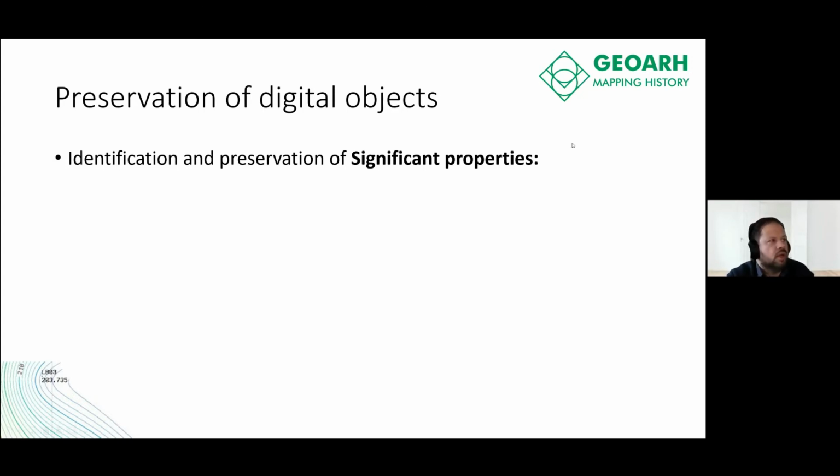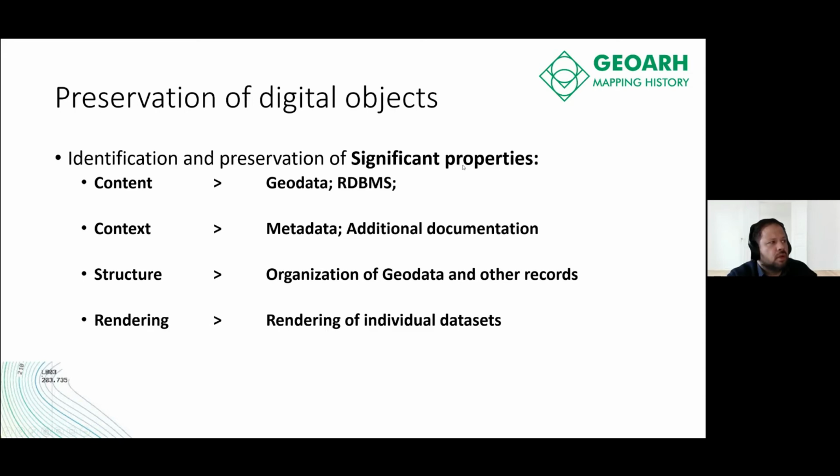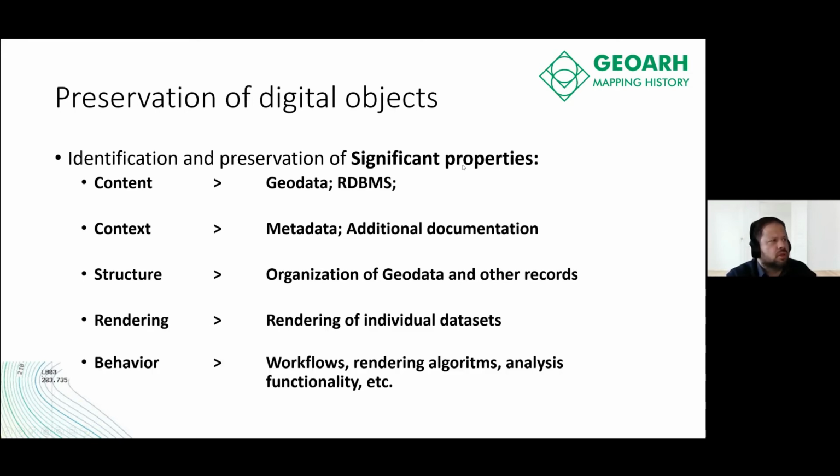So that's why we need to identify the significant properties of GIS that in the archival domain can be specified as content, context, structure, rendering, and behavior of a digital object. And if we translate this to geospatial, to GIS terms, the content is the geodata. The metadata actually provides the context. We also have the additional documentation sometimes necessary, or the source data that helps us to understand the context. And then we have a structure of how this data is organized and structured so that we can reproduce some information products or digital objects.